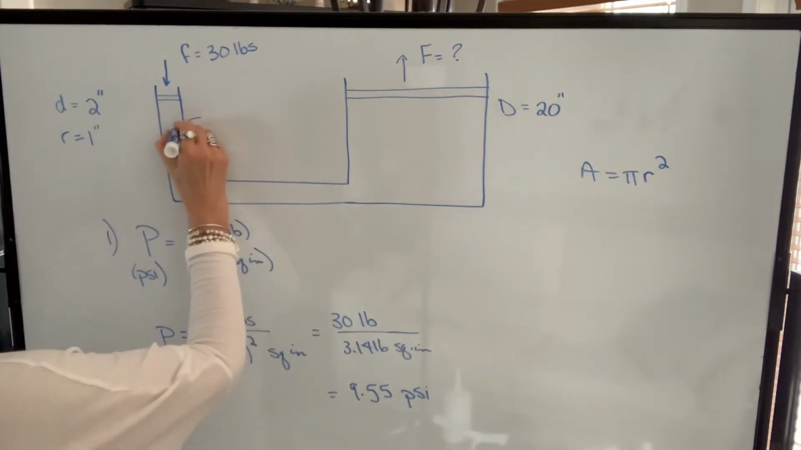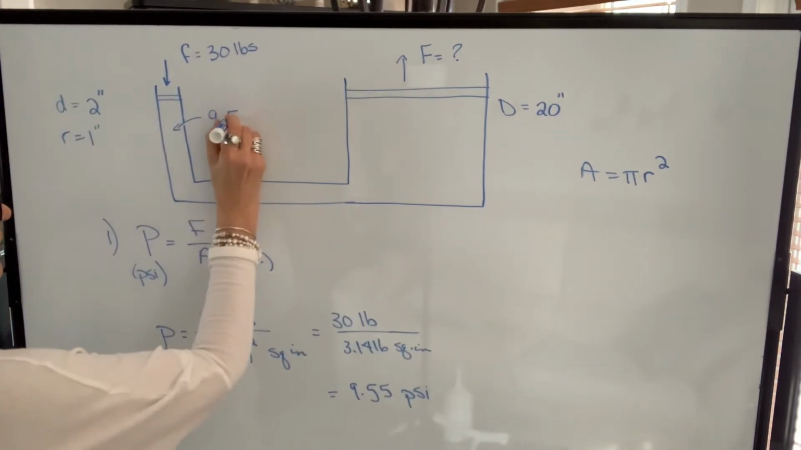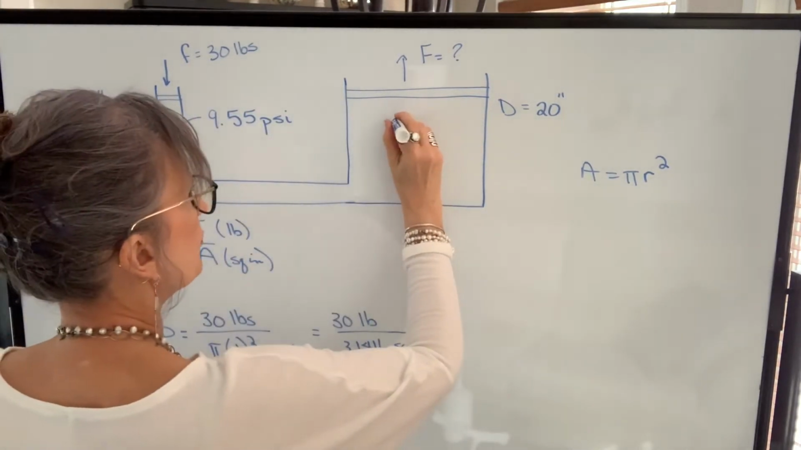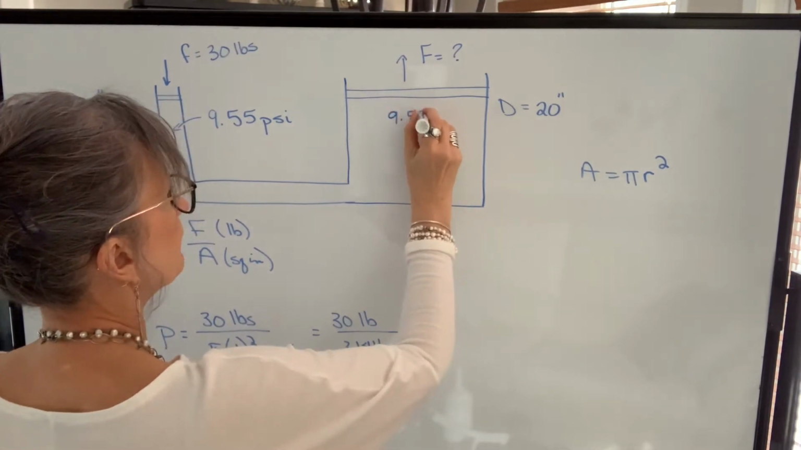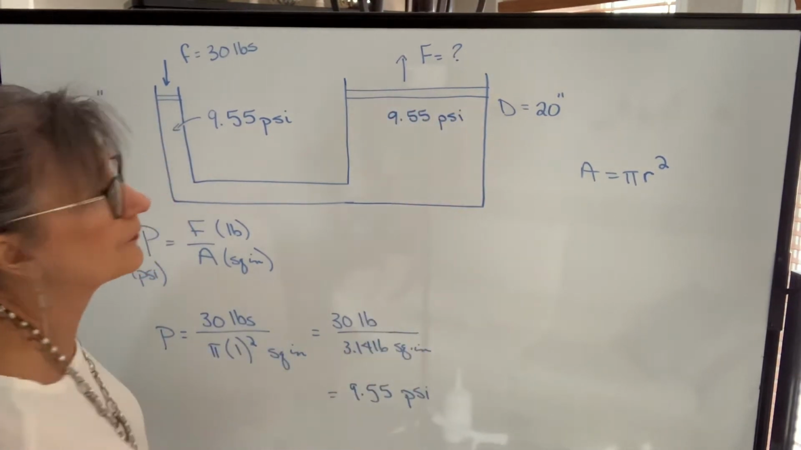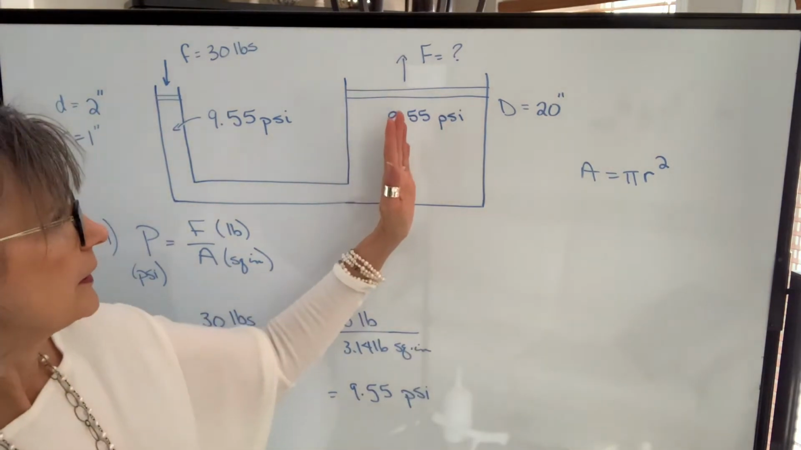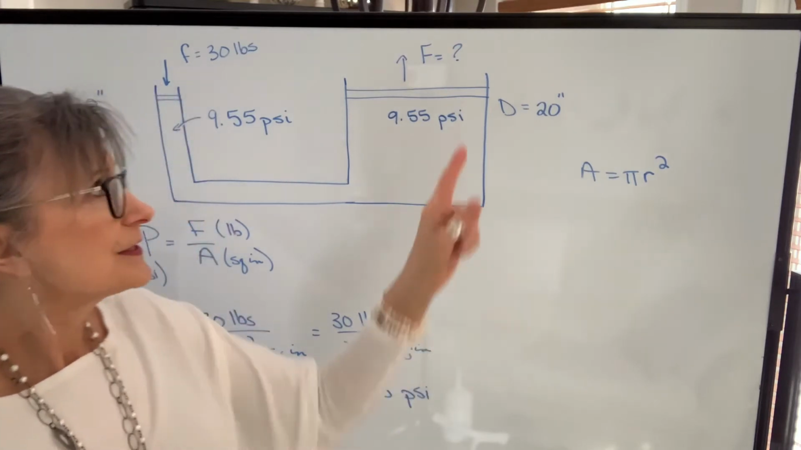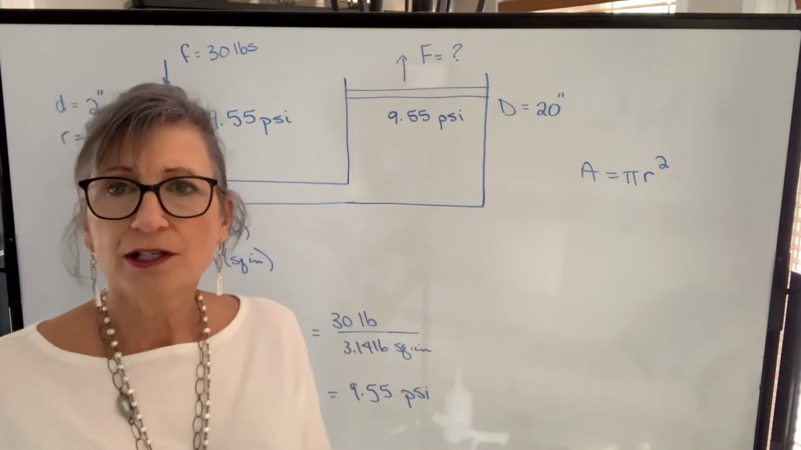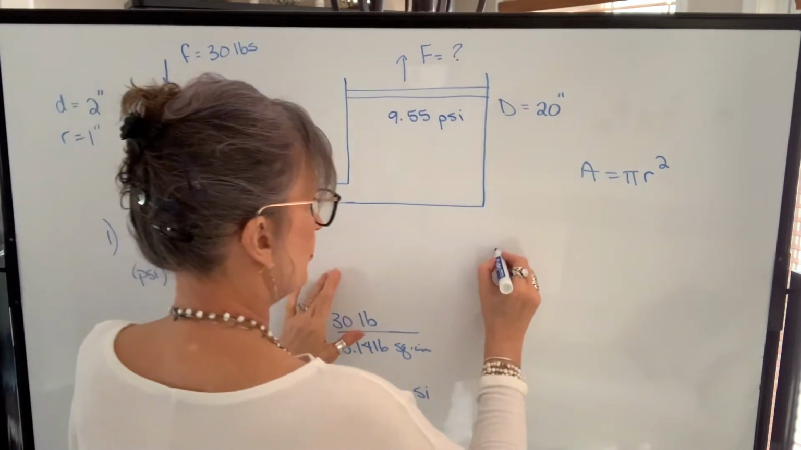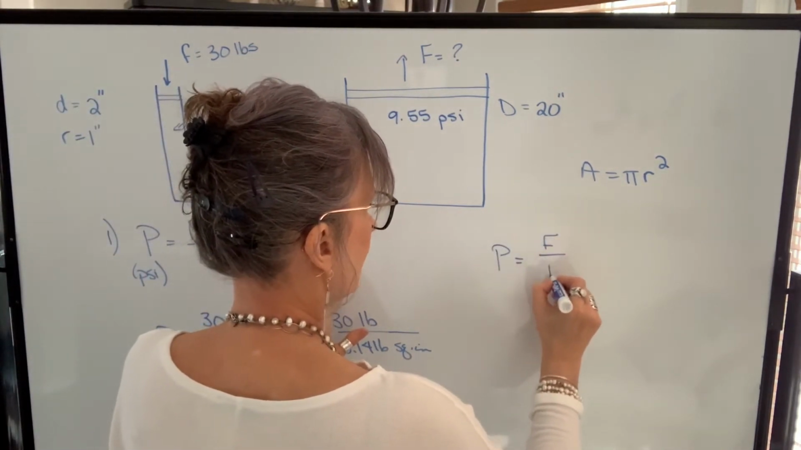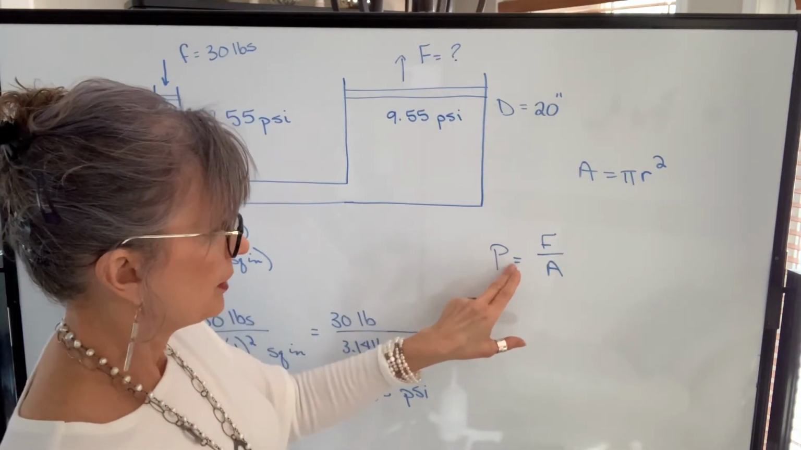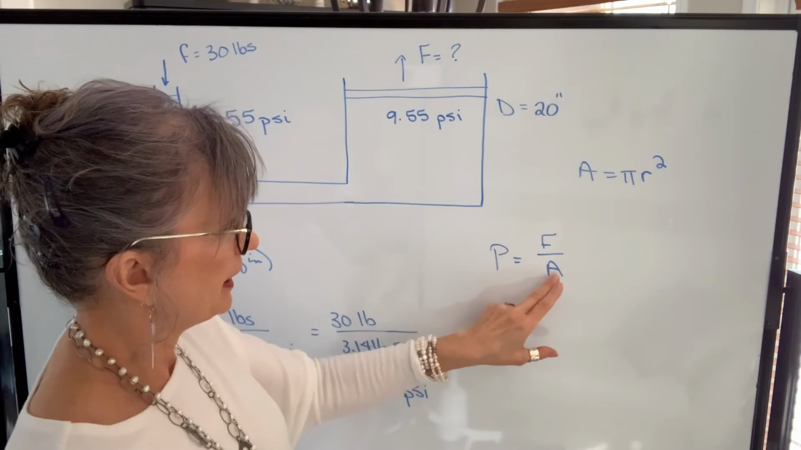So that means we have a pressure of 9.55 pounds per square inch throughout the fluid, which means we have a pressure here of 9.55 pounds per square inch acting on the output cylinder. Now we want to find the force at the output cylinder. So again, we're going to use a definition of pressure. Pressure is equal to force divided by area. I want to solve for force because I know pressure, and I'm going to be able to calculate area.